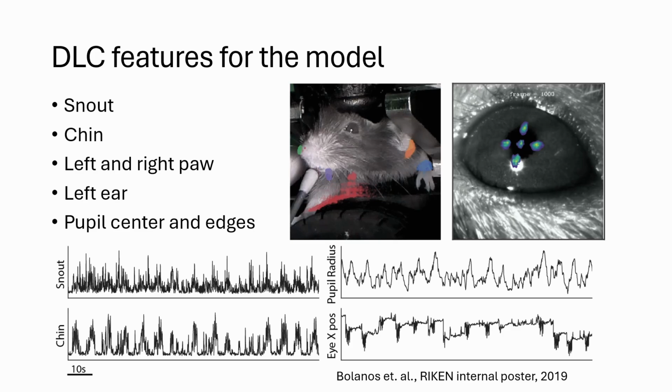Using DeepLabCut, I extracted different features: the snout, the chin, which, if it moves, means that the mouse is licking, the left and right paw, and the pupil center. Now here I'm showing you these curves as a function of the experiment. The chin moves, so these are probably all the times that the mouse got water. These sharp movements here are actually saccades, so the mouse moved its eye, and the pupil radius goes up and down with the task.